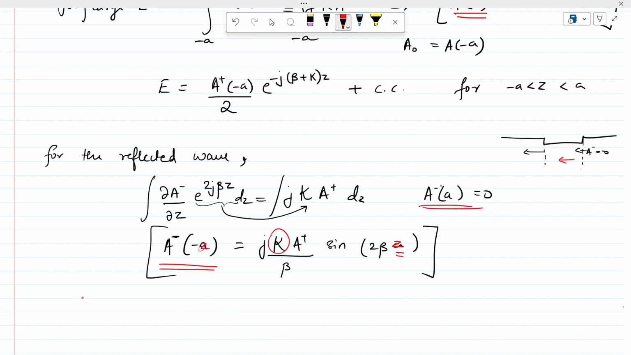So the coupling to the backward wave is maximum. When will it be maximum?